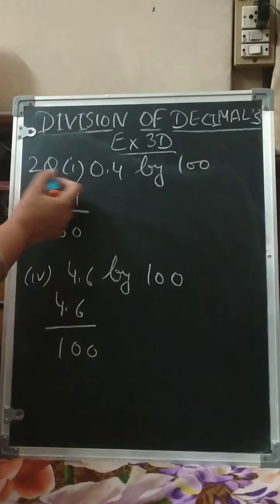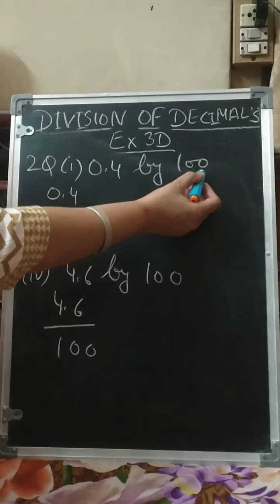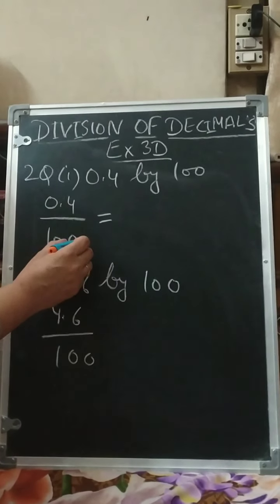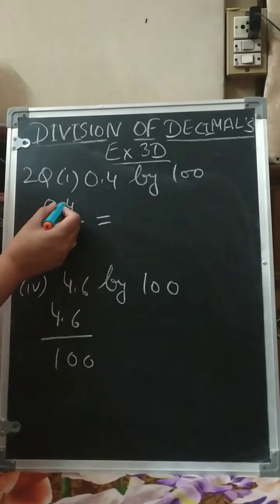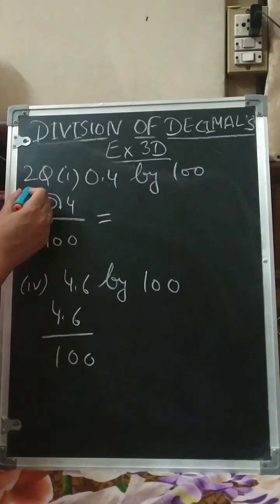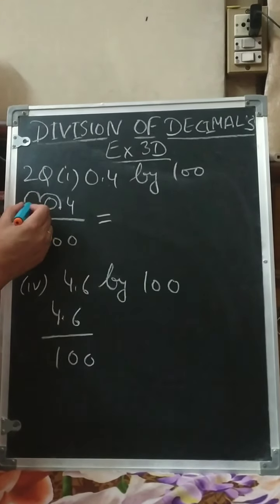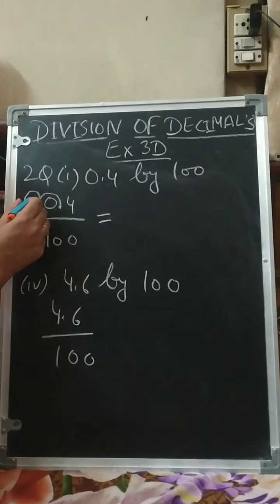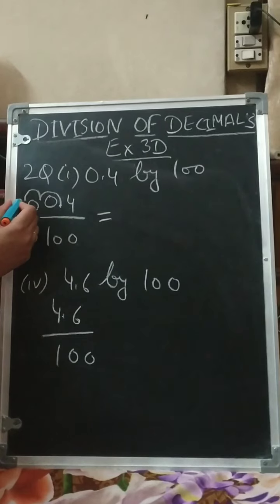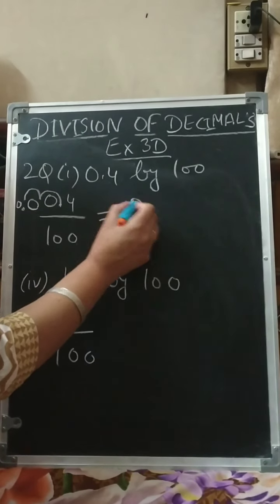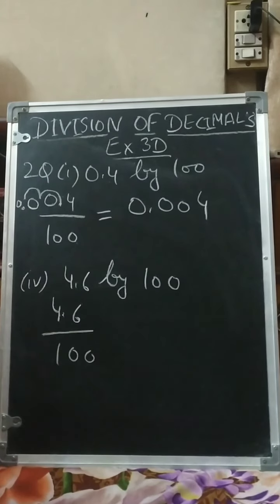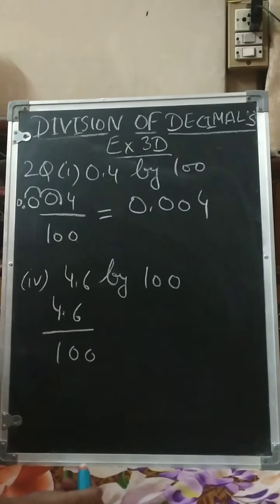And second question, first part, divide by 100. Now how to do? 2 zeros are down. So you will shift this point 2 steps back. One step, second step. Second step, if there is no number, you will write 0 yourself and point will shift here. Starting 0 you will write yourself every time and your answer will be 0.004. Okay. Like this way you can do other parts also.